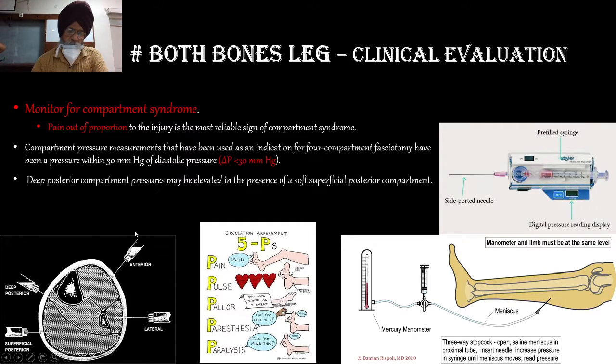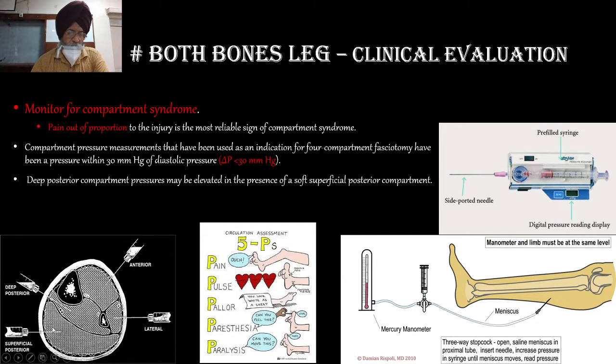So these 5 P's are the circulation assessment. The 5 P's must be remembered: pain, pulse, pallor, paresthesia and paralysis. This is the method to measure; the old one is no longer used, but this is the digital one. In this, a pin is placed in the compartment and pressure is measured. This is very easy, but not available here.